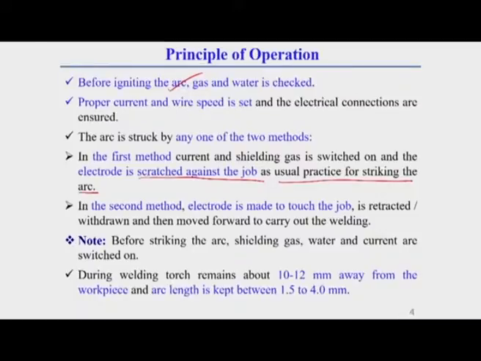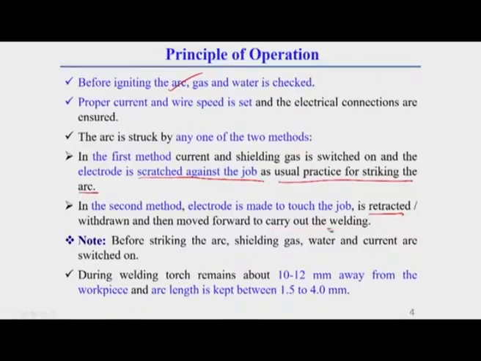In the second method, the electrode is made to touch the job, then it is retracted or withdrawn. Retracted means first we touch the electrode to the job, then it is retracted and then moved forward to carry out the welding operation.